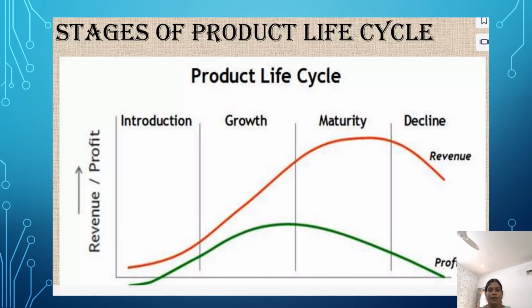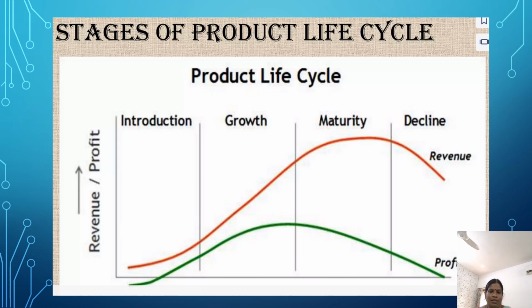The stages of the product life cycle are explained in this diagram, which has two curves. One curve is revenue, another curve is profit. You know that revenue includes all gross income. Finally, you subtract all expenses to get profit. You understand the two curves in the life of the product. When a new product enters the market, that is the introduction stage.